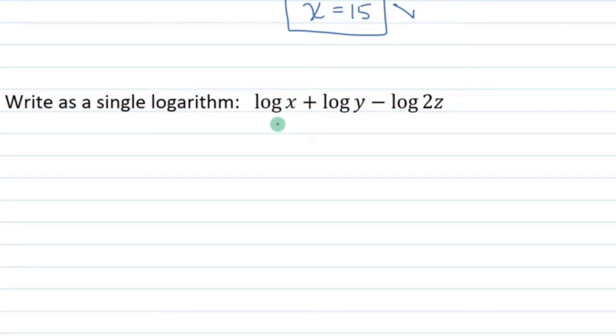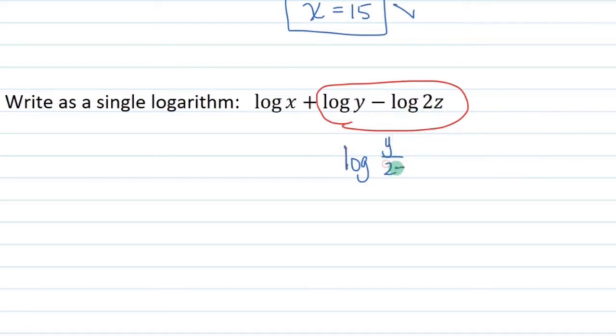So what do we do? Well, if you look at just these two, this is log of x times y. That's literally the definition right there. Log xy equals log x plus log y. For the product property, that is the definition. But if you look at the last two, this is a minus, so this is log y on top and 2z on the bottom, right? So how do you handle this?